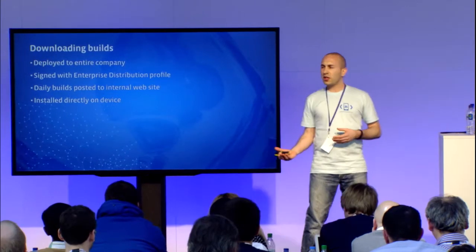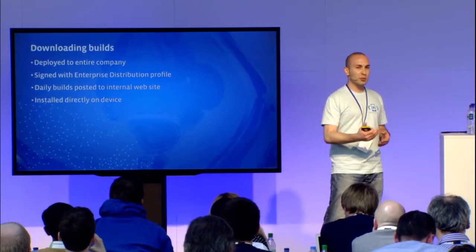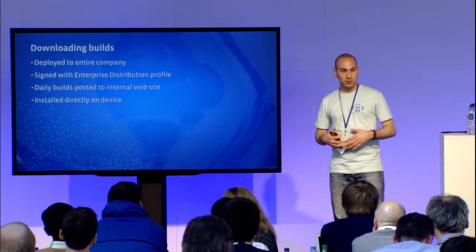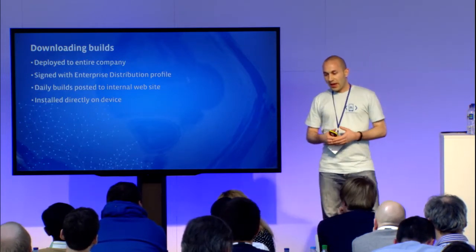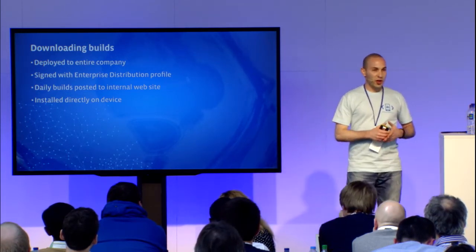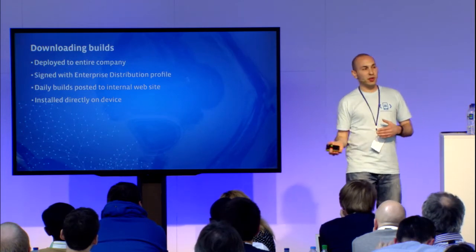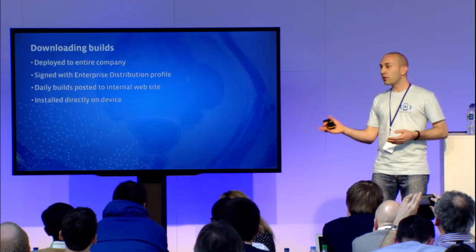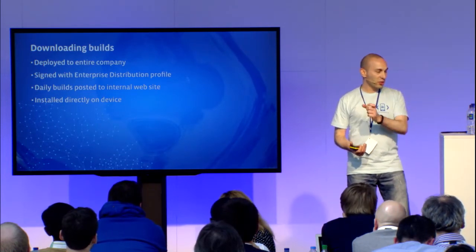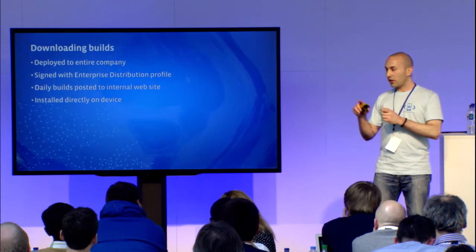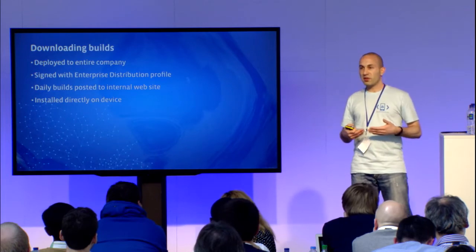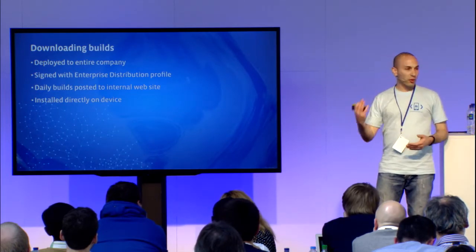And we do this by signing with the enterprise distribution profile. And if you haven't played with this, I highly recommend you go check it out. It's part of Apple's developer system. And what we do then is we code sign with the enterprise distribution profile, and we post these builds to an internal website. And every morning when our team launches the Facebook app, they get a warning that says, hey, you're running yesterday's build, go and update. They click on OK, they go to our website, they tap the link, and it's installed directly on the device. They don't have to do anything else, and they're always up to date.